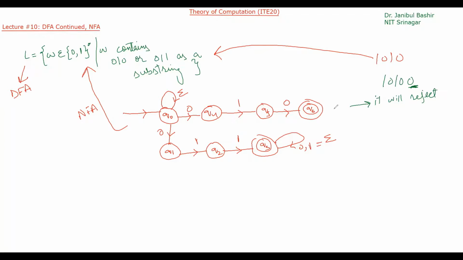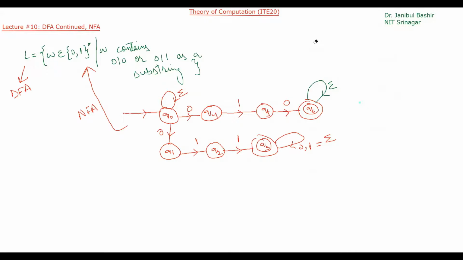Okay, we are in the Q6 state, but after Q6 we have another symbol, and on that symbol there is no transition defined. That means it is a non-accepting path. Even if we are in the final state and we have a non-accepting path, that means it will reject that string. But it should not reject, so it is necessary to have this particular transition as well. So this is the NFA for this type of language: the language of W such that W contains 010 or 011 as a substring.